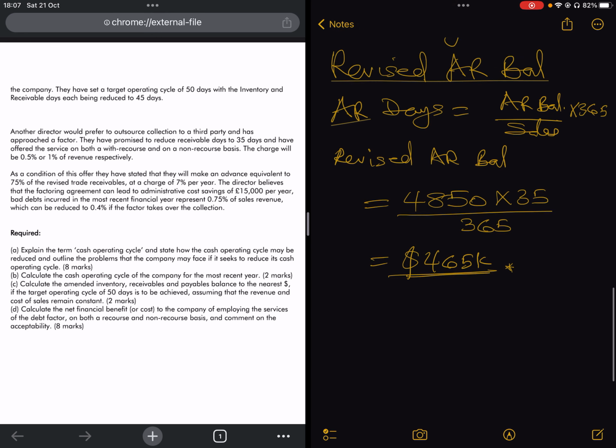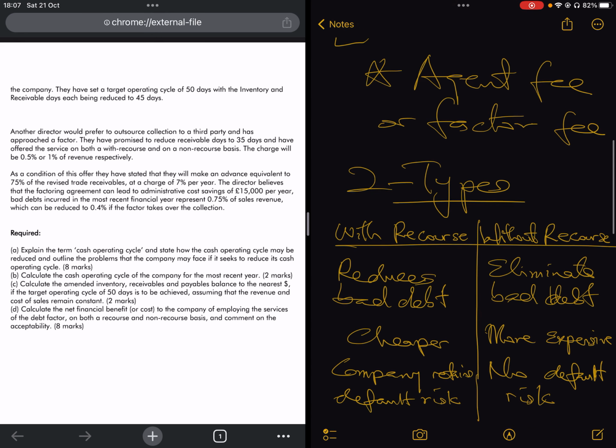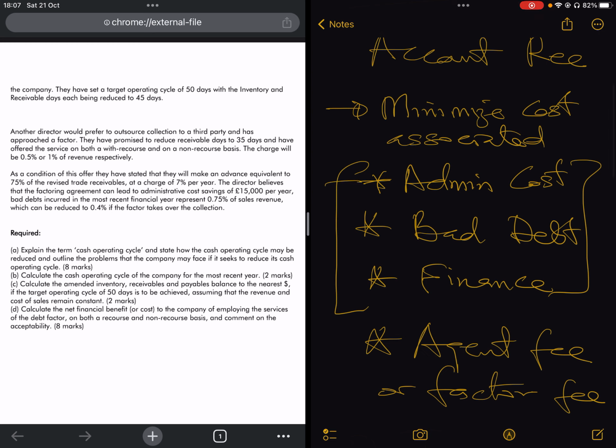So the director believes that the factoring agreement can lead to administrative cost savings of 15,000 per year. And you can see it. We spoke about the fact that three costs are the most popular costs that are attributable to having an account receivable. And you can see it already. They said they will take care of these admin costs. It will be saved, about 15,000 will be saved on that.